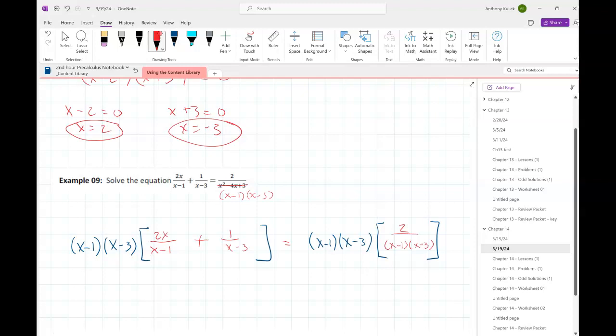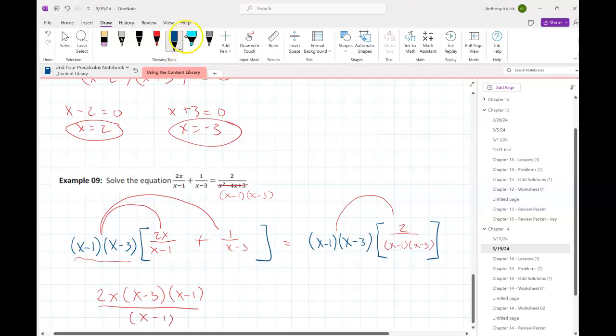Is everybody okay with how I've gotten to here? I'm going to treat this all as one big thing when I distribute it through. What do I get when I distribute the x minus 1 times x minus 3 to 2x over x minus 1? I'd get something like this, right? But the x minus 1s are going to cancel.